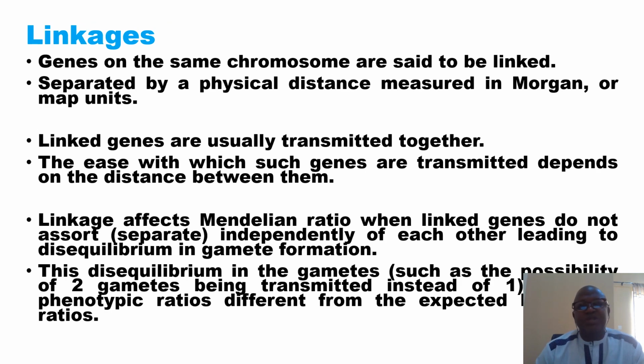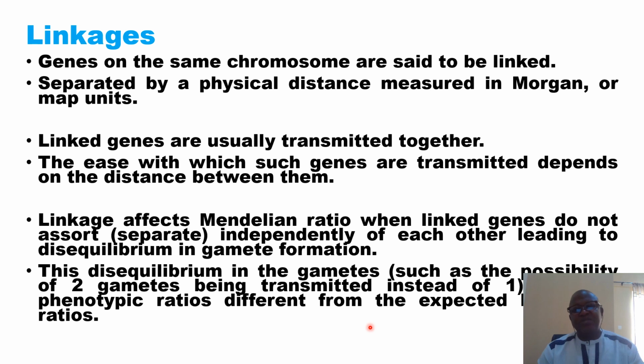Another reason for departures from the classical Mendelian ratio is linkages. Now, genes that are found in the same chromosome are said to be linked, and they are usually separated by physical distance, which is measured in map units, or what is referred to as the Morgan. And linked genes are usually transmitted together. How easy it will be for them to be transmitted largely depends on the distance between them.